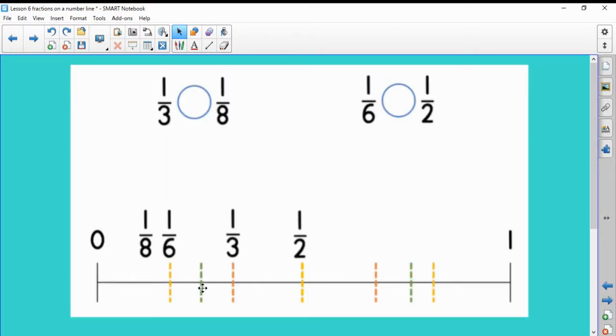So using this number line that we have created, we can compare fractions. A third and an eighth. Is a third greater or less than an eighth? Use the number line. I can see that a third is greater than an eighth. Let's have a look at a sixth and a half. I can see that a sixth is less than a half.